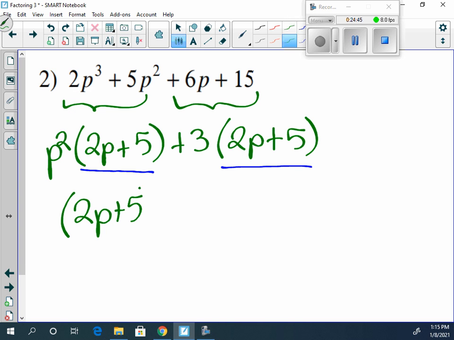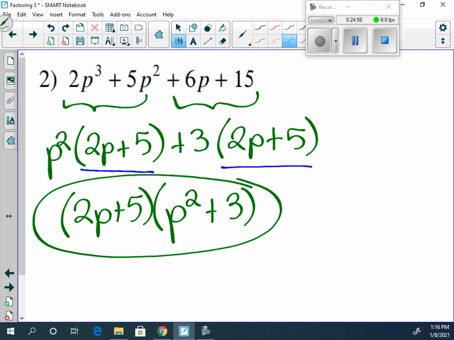2p plus 5, factored out of our first term, leaves me with just p squared. And when I factor it out of the second one, I'm left with just plus 3. And that's all we have to do with this here. Now we can look and make sure that once we're finished here, so p squared plus 3, well, that won't factor because we don't have a sum of perfect squares. And even if it was minus, well, 3 is not a perfect square, so we're done. This is as simplified as it can go.